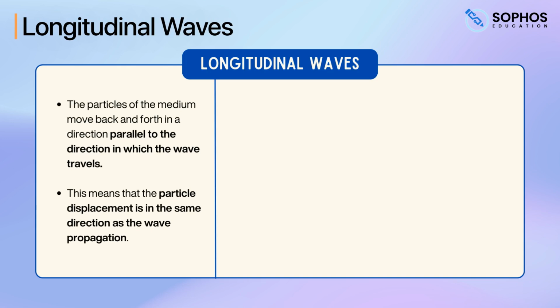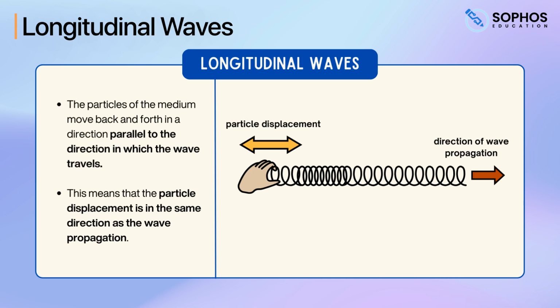To visualize this, think of a slinky stretched out on a table. When you push and pull one end of the slinky, you create waves that travel along its length. As you observe, you'll notice areas where the coils are close together, known as compressions, and areas where the coils are further apart, known as rarefactions. These compressions and rarefactions travel along the length of the slinky, demonstrating how the particles move back and forth in alignment with the direction of the wave.